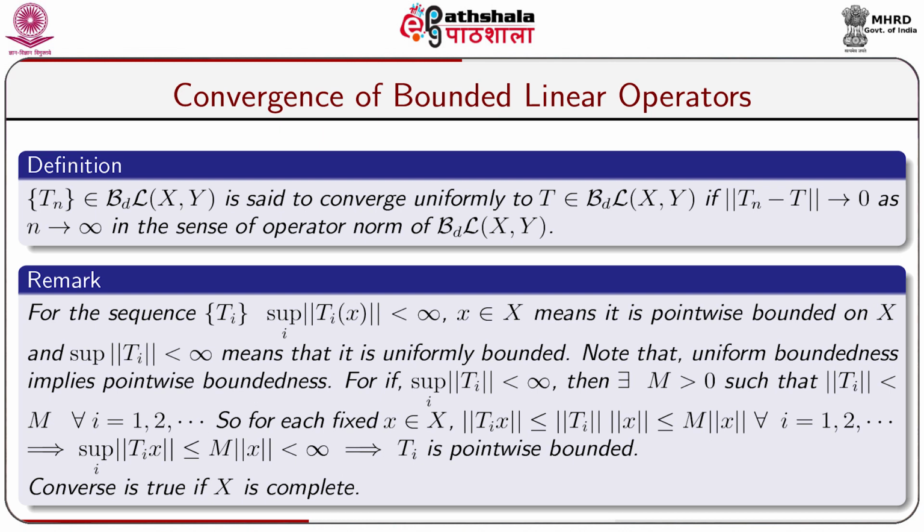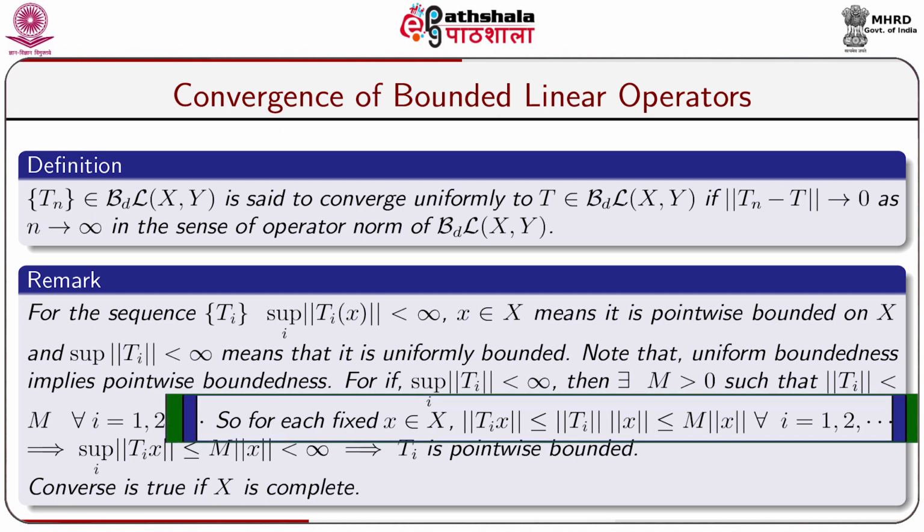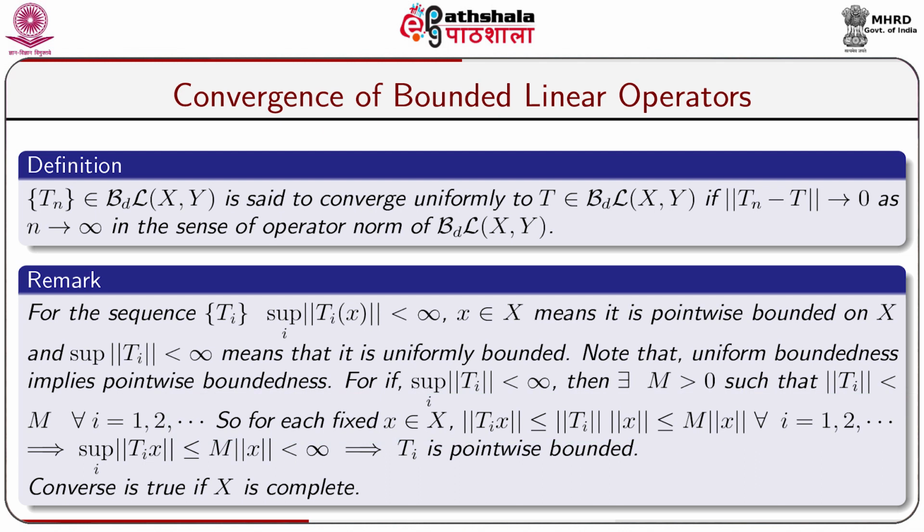So, there exists a constant M greater than 0 such that norm of Ti is strictly less than M for all i equal to 1, 2, and so on. Here norm of Ti strictly less than M may be assumed as norm of Ti less than or equal to M. So, for each fixed x belonging to X, norm of Ti x is less than or equal to norm of Ti into norm of x, because Ti are taken from B(X,Y). As we have assumed norm of Ti less than or equal to M, norm of Ti into norm of x is less than or equal to M into norm of x, for all x belonging to X where x is taken fixed, and for all i equal to 1, 2 and so on.